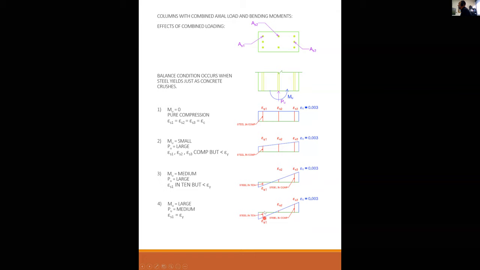If the strain in the steel is exactly yielding, epsilon y, at the same moment that the concrete crushes, epsilon c equals 0.003 on the compression side.